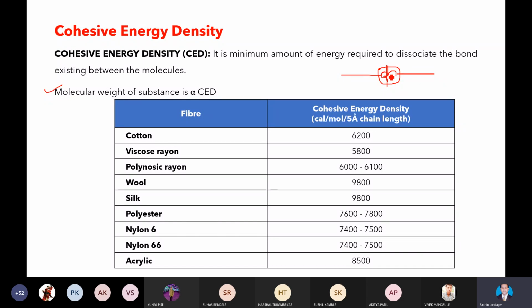For wool it is 9800. Silk also is 9800. For polyester it is 7600 to 7800, or around 7800 as we generally use. Nylon 6 and 66 both are in the range of 7400 to 7500. Acrylic is 8500. So these are the CED values of some of the fibers. In different books, you will get different values.